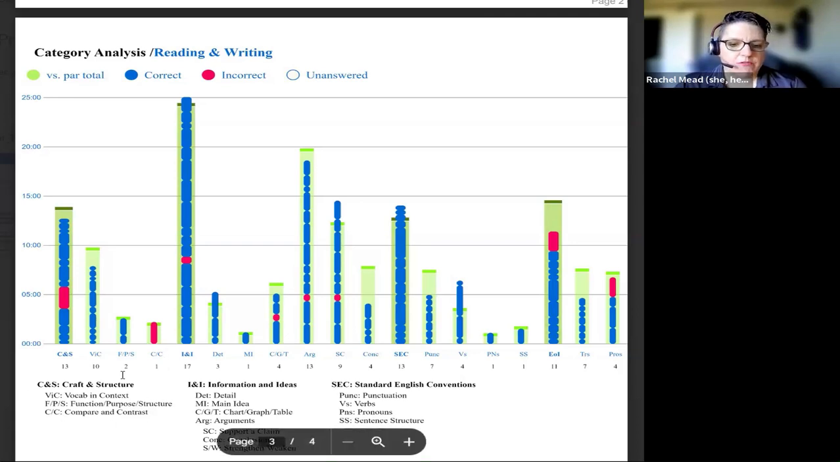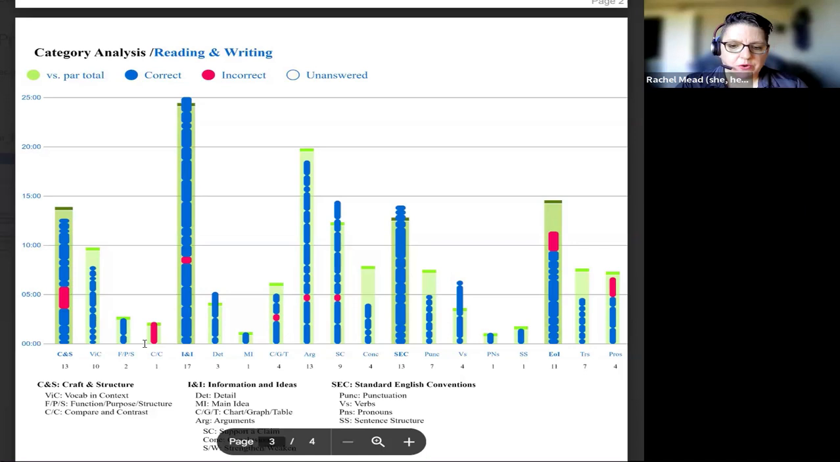So I can see overall in my craft and structure, my student only missed one question, and it happened to be in the compare and contrast category. But overall, their use of time with this reading category is pretty darn solid, definitely more so within that vocabulary component. So it's helping me say, okay, within this reading portion, what do I want to add to my lesson plans? Right now, the only thing really showing up for me is that compare and contrast. Check, done. Let's move that over.